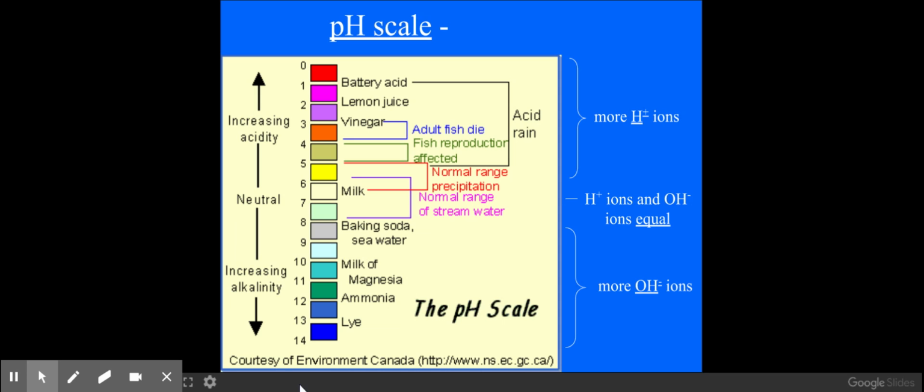I always think A comes before B, and 1 comes before 14. So you can think of that order if you're trying to remember which one is which. The further from 7, so something with a pH of 4 is a weaker acid than something with a pH of 1. And then something with a pH of 10 would be what we consider a base. And we'll talk more about the pH scale and why that's important in the next couple of lessons.